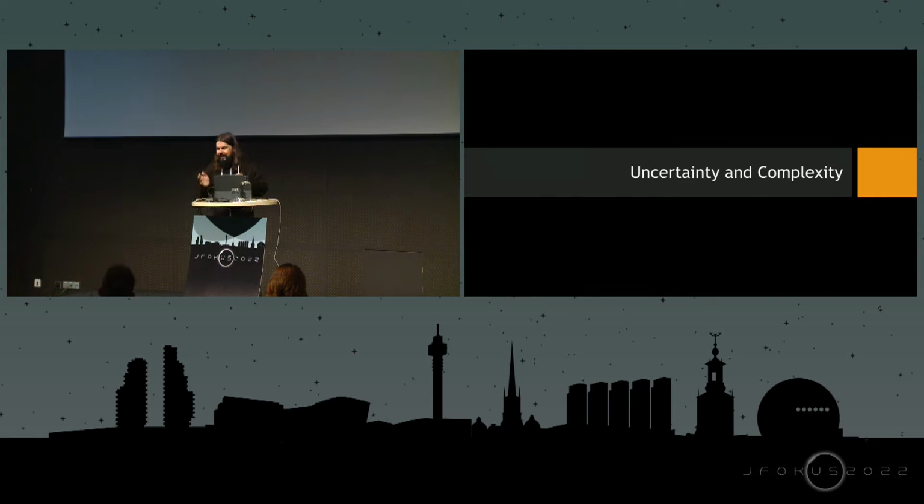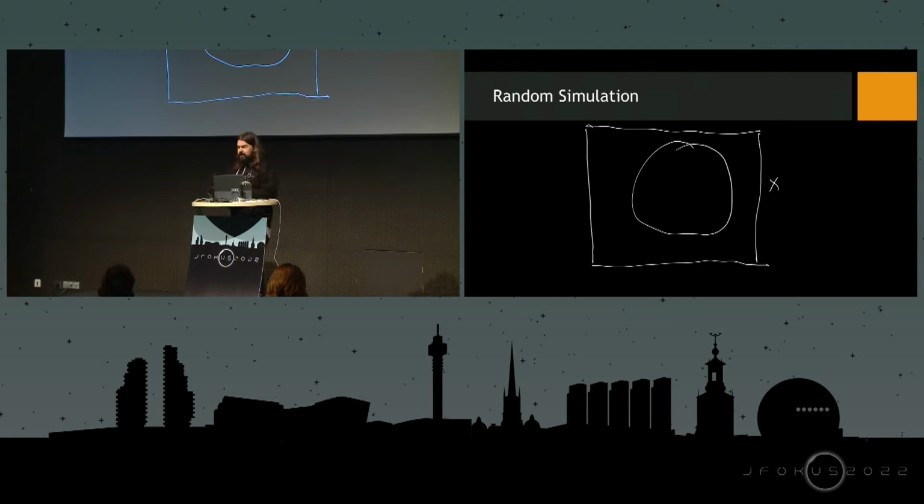So what we're going to do is take a select number of ideas from the complexity sciences and look at software engineering from that perspective. The first thing we're going to talk about is the concept of random simulation. If we have a circle inside a square, and the square has a side of length x, what is the area of the circle? How do we figure that out?